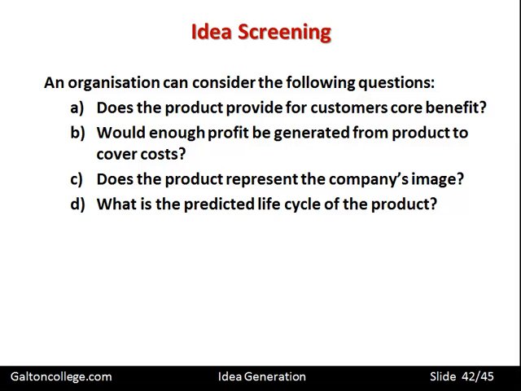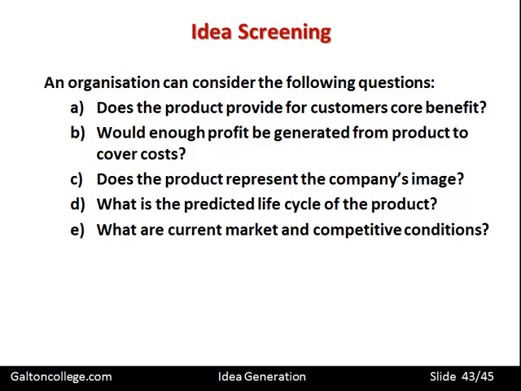What's the predicted life cycle of the product? How long will the product last? How many years will this product be in production? Anticipated. Look at similar products or products that are related and see how long they've lasted and what are the ups and downsides associated with producing and marketing those products. And what are the current market and competitive conditions? So look at what the competitors are doing. Look at what the conditions in the market are and see if there's room for this product. See if customers would want it.